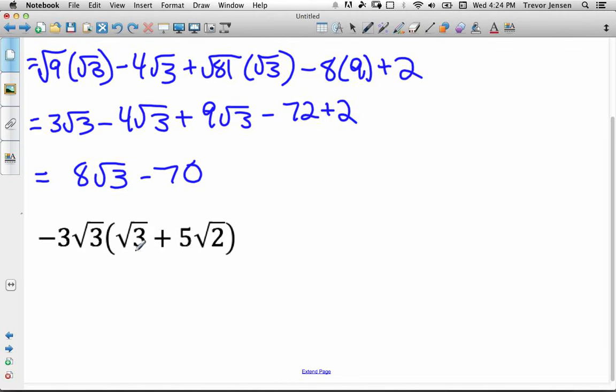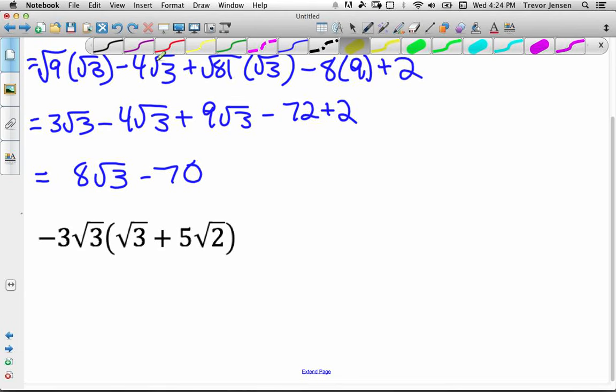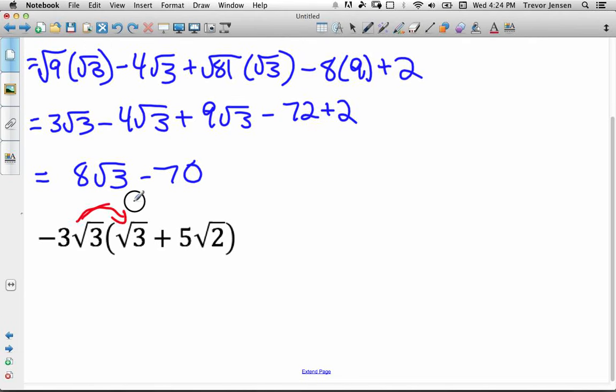Next, there's some multiplication involved in this next one. So we have distributive property. What's inside the brackets has to be multiplied by what's outside the brackets, so distribute what's outside to both terms on the inside. Now when multiplying, the radicand is going to change. You're going to multiply the radicands together. So I have negative 3 root 3 times root 3. These radicands, the numbers under the square root, have to be multiplied together. So that gives me negative 3, and then root 3 times root 3 is root 9, because 3 times 3 is 9. Next, negative 3 root 3 times 5 root 2.